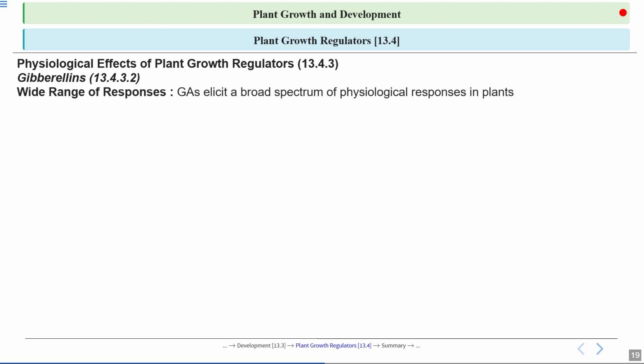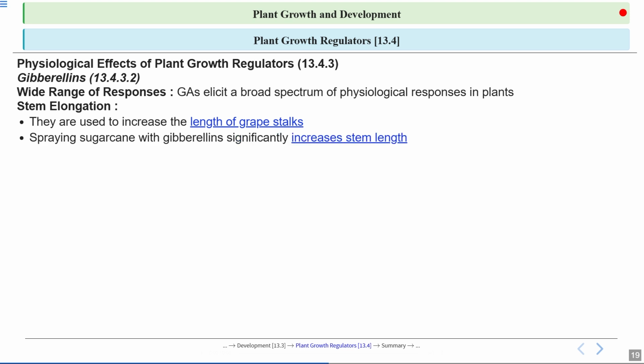Now, we see a wide range of responses from gibberellin. The first one is stem elongation. They are used to increase the length of the grape stalk, right? Whenever there is a cropping of the grapes, they increase the length of the grape stalk, and that gives you more yield as well. Spraying sugarcane with gibberellin significantly increases the length of the stem, and that could also increase the yield of the sugarcane. So here is one data point that it increases yield by 20 tons per acre.